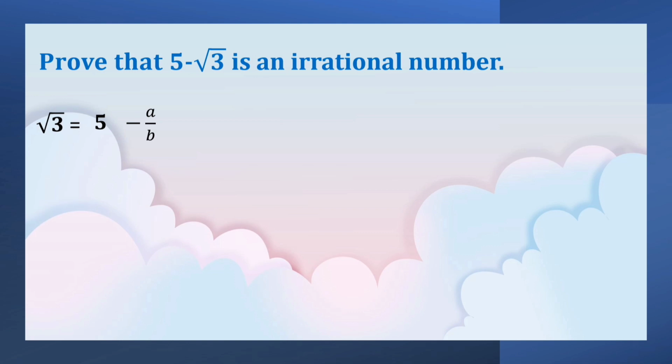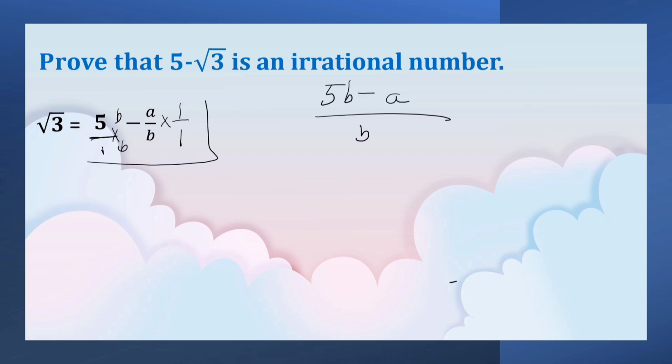We can take LCM of 1 and b. It is nothing but b. Here you have to multiply it with b. Here you have to multiply it with 1. 5b minus a. So root 3 is equal to 5b minus a by b.